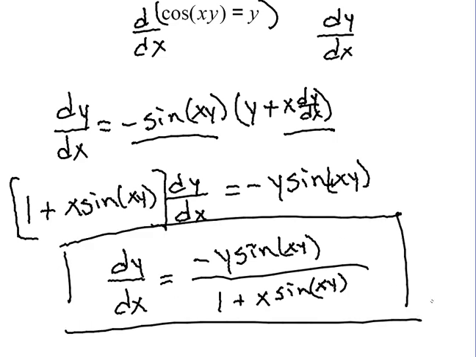And notice this derivative is in terms of both x and y, but our function is in terms of both x and y, so that kind of makes sense. You know, if our function depends on what both x and y are, then our derivative is going to as well.